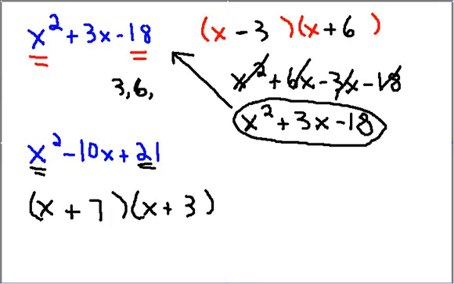X times x is x squared. X times 3 is 3x. Now to our second term, 7 times x is 7x. And 7 times 3 is 21. And if we combine that together, 3x plus 7x is 10x. Is that what we have over here? No, we have a minus 10x over here. So are we stumped? No.